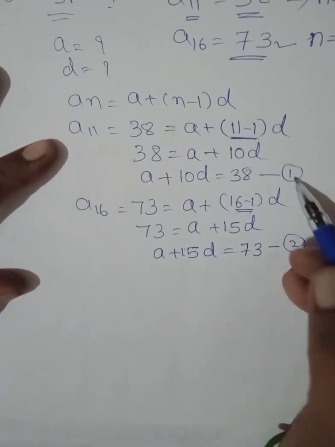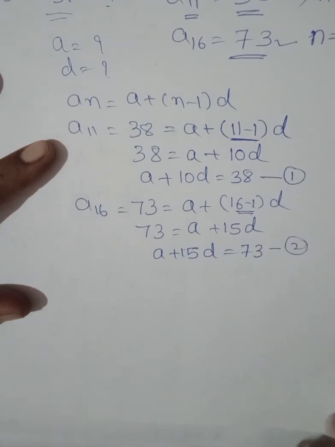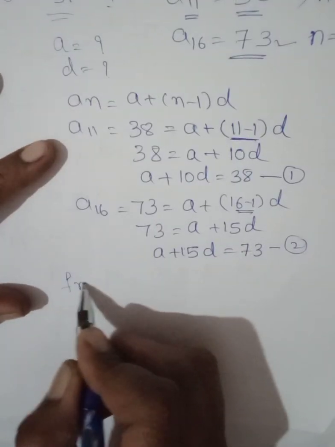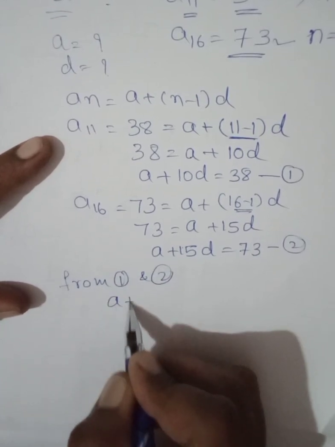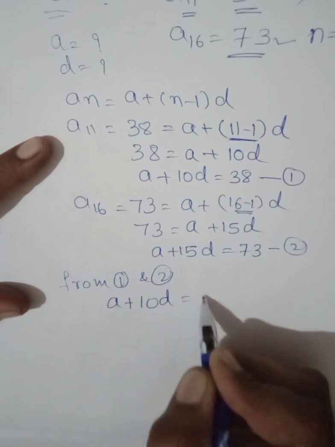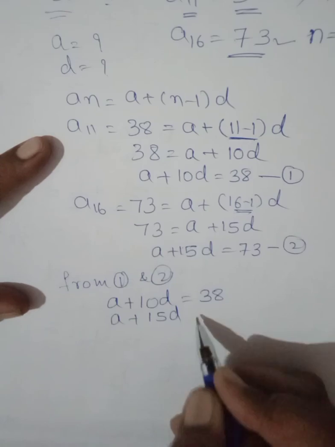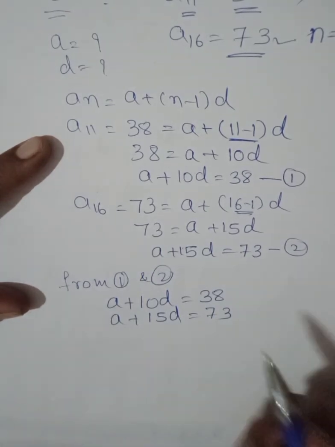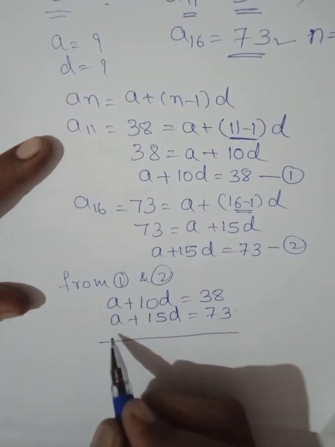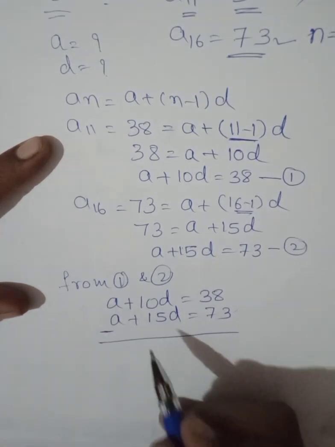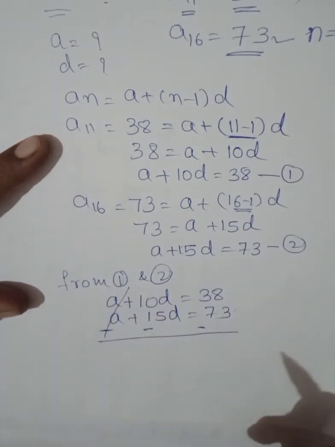Now I'll take these two equations and I'll try to find A and D with the help of these two equations. Now you can write from 1 and 2: in 1, A plus 10D is equal to 38, and in this one A plus 15D is equal to 73, or you can write this one first and this one second. So now what happens here, I am going to change the sign of this one. Plus becomes minus, even here it changes, and here also it changes, and A and A get cancelled.